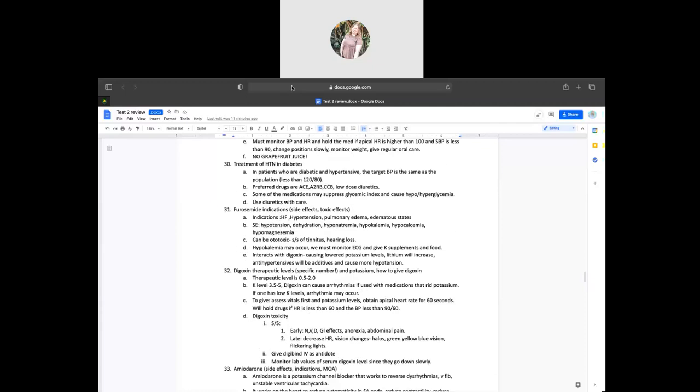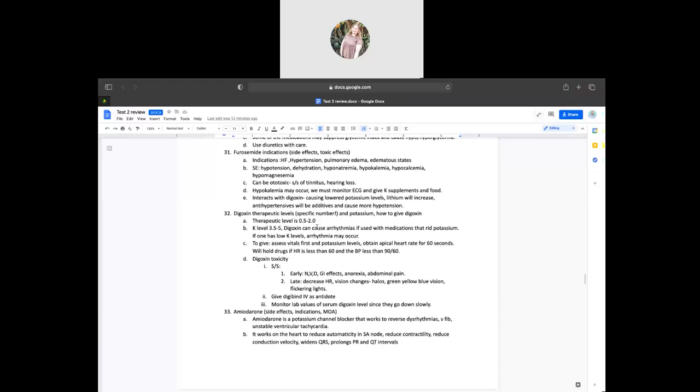Treatment of hypertension in diabetics. In patients who are diabetic and hypertensive, the target blood pressure is going to be in the same range as the population. Remember, less than 120/80. Some of our preferred drugs for patients who have hypertension and are diabetic are ACE inhibitors, angiotensin II receptor blockers, calcium channel blockers, and low-dose diuretics, like our thiazides. Some of the medications may suppress glucose and cause hypoglycemia. We should always use diuretics with care in those who have diabetes, because they may cause hyperglycemia, and we do not want that.